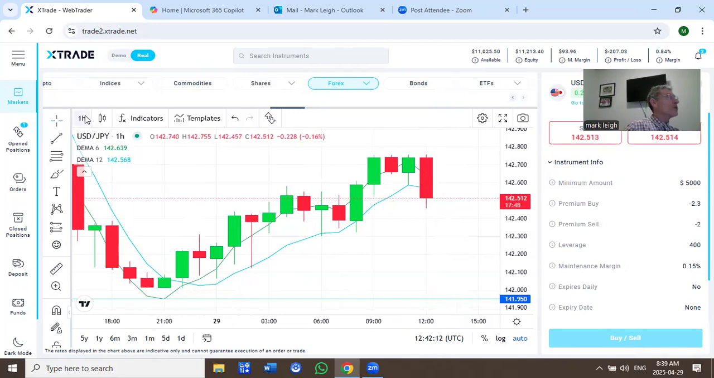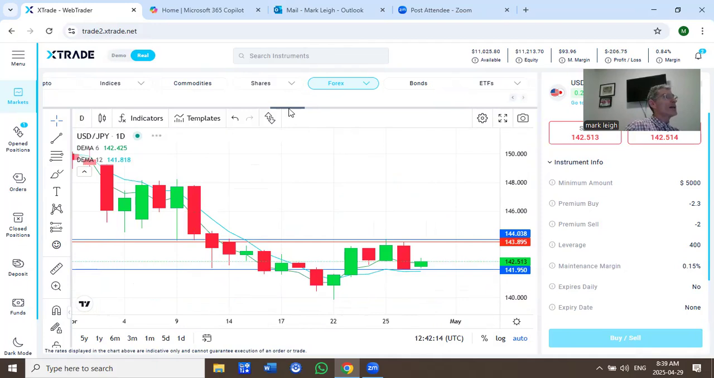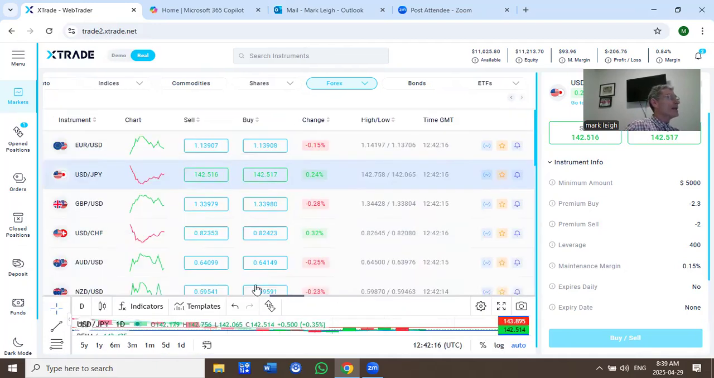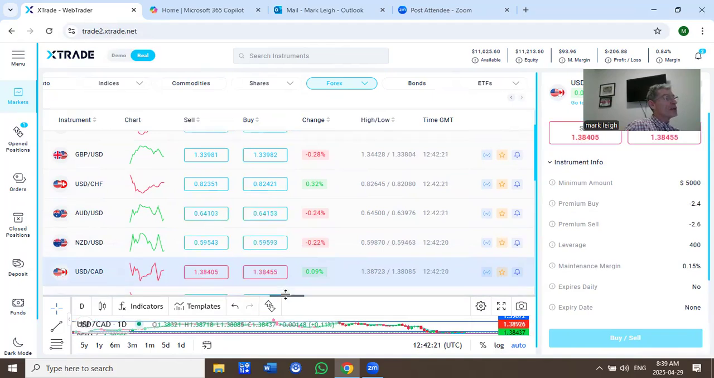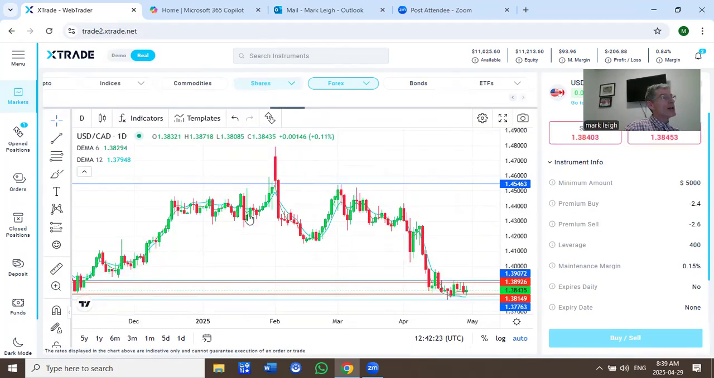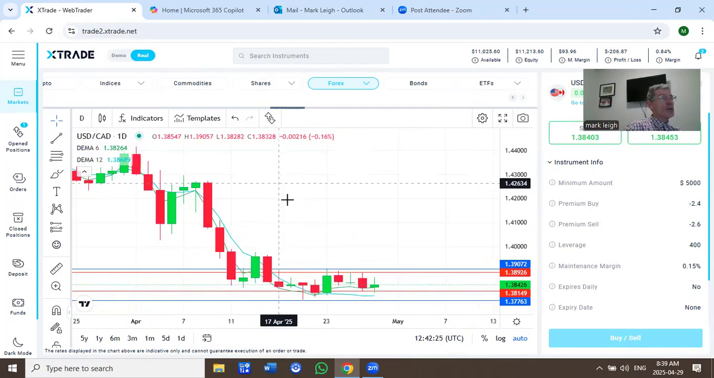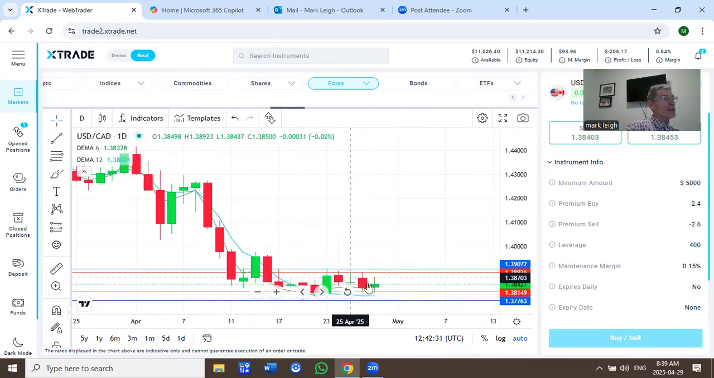And the last of the four majors I'm going to look at is the US Canadian, which has been really flat, trading between that 138 and 139 range, particularly the lower portion of that between 138 and 138.50. You can see how flat it is here. I've got support 138.15. I've got resistance 138.92.